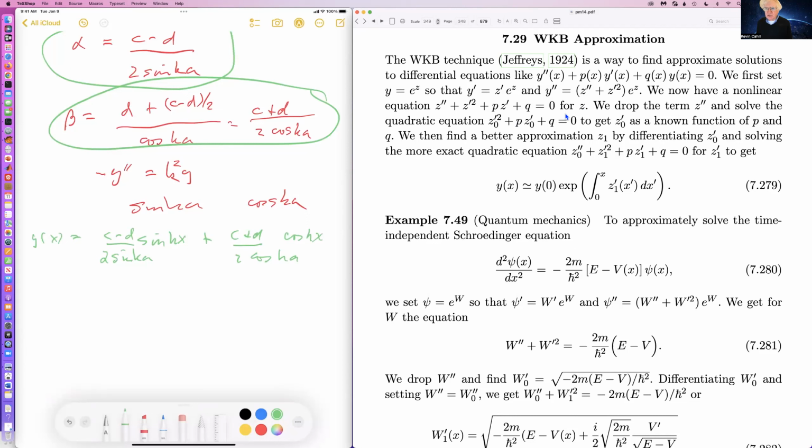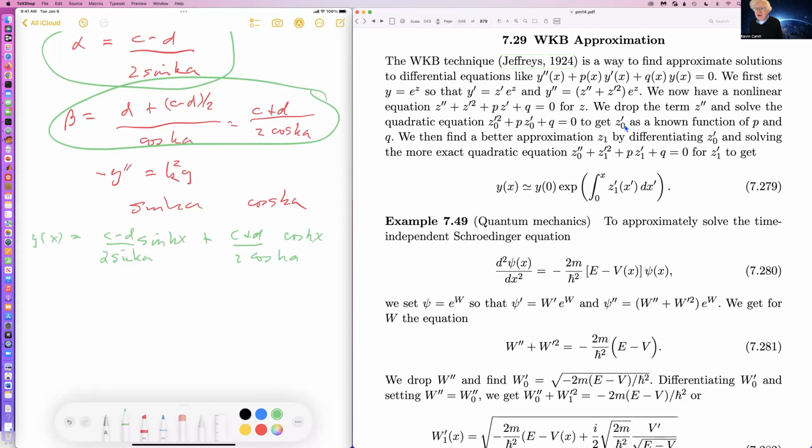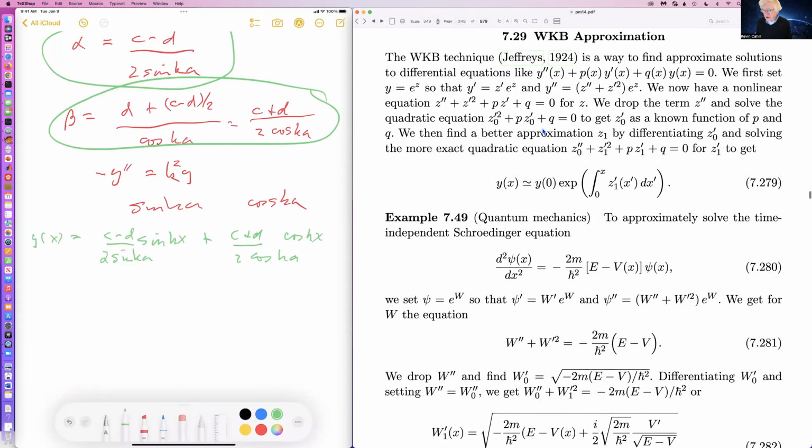So we drop the second derivative and get a reduced equation, and we call its solution z0. And all that's left here, of course, is z0 prime. And so we have a quadratic equation for z0 prime in terms of p and q, and so we can solve it. Once we have z0 prime, we can differentiate it once, and we then get a more exact equation for a more exact solution.